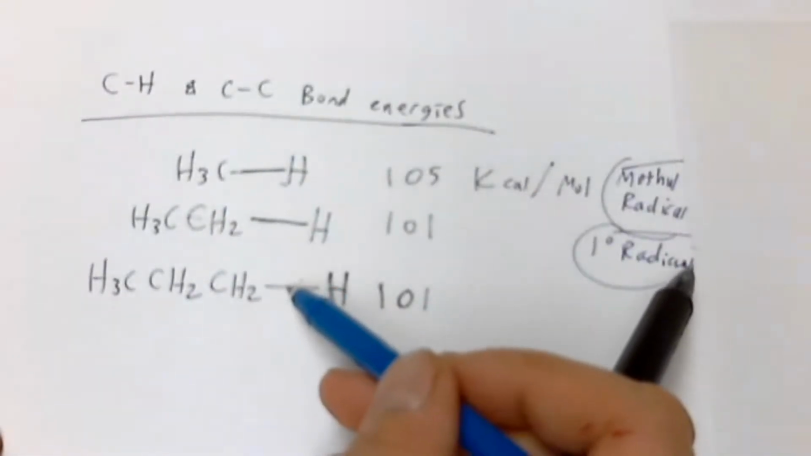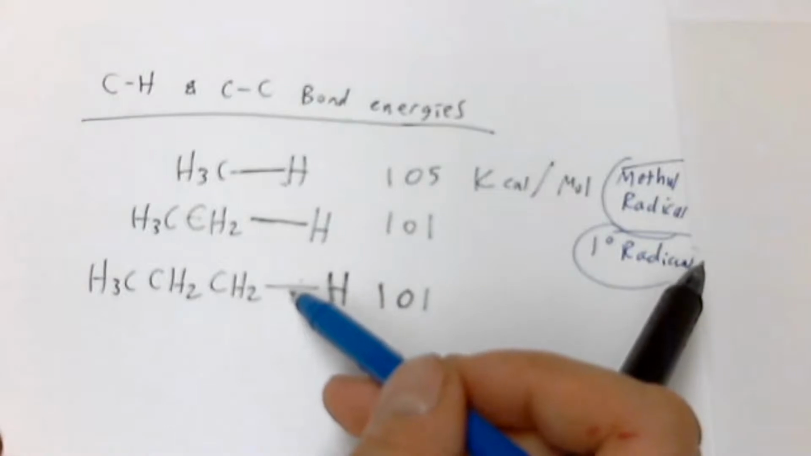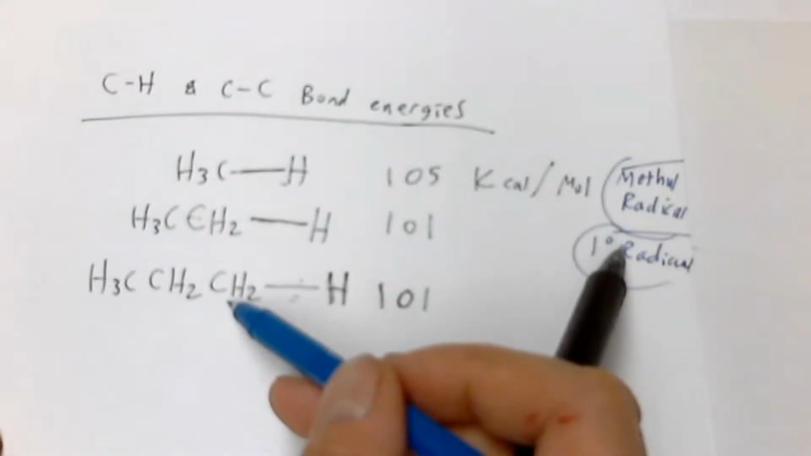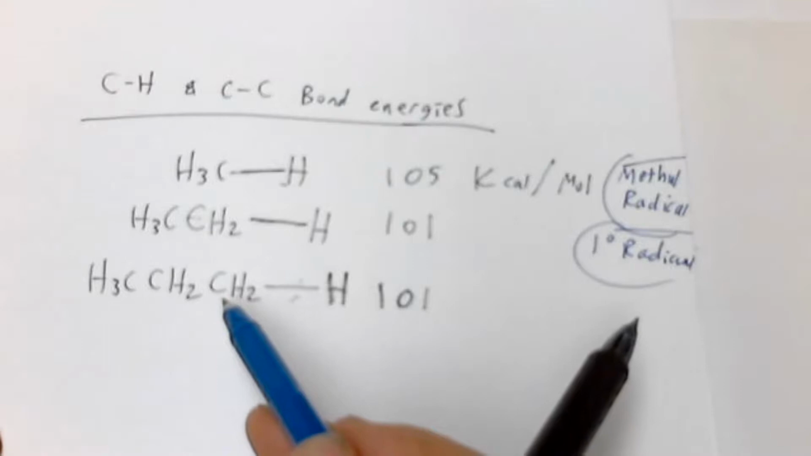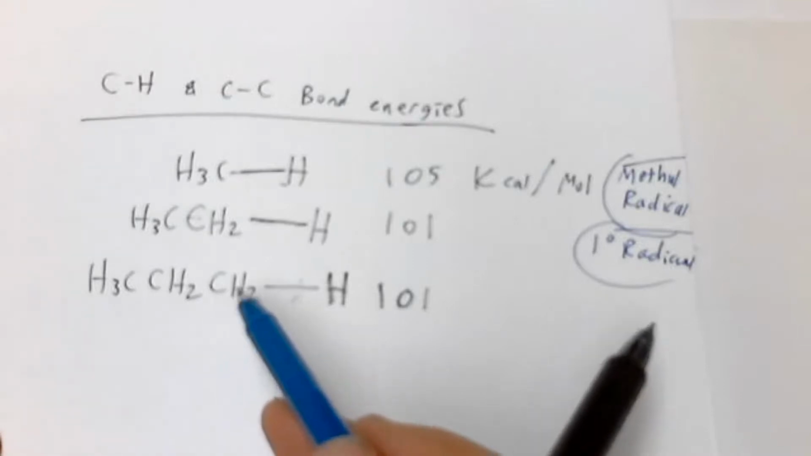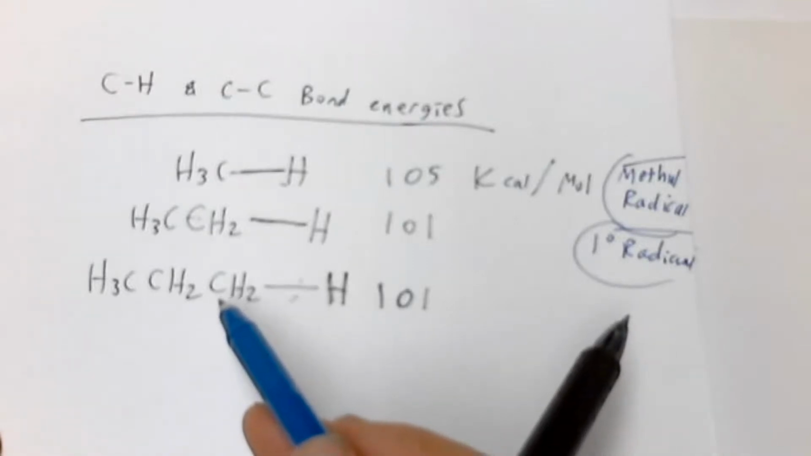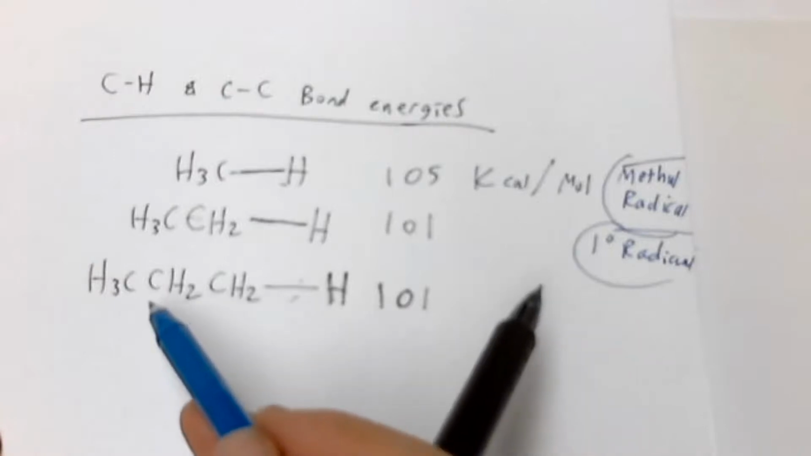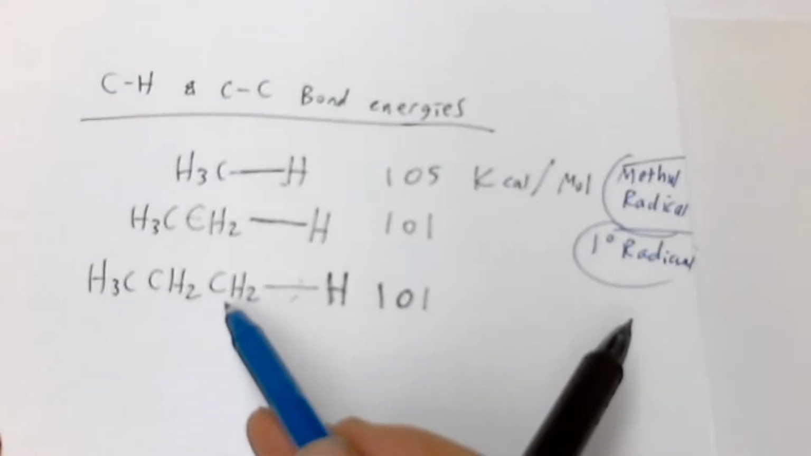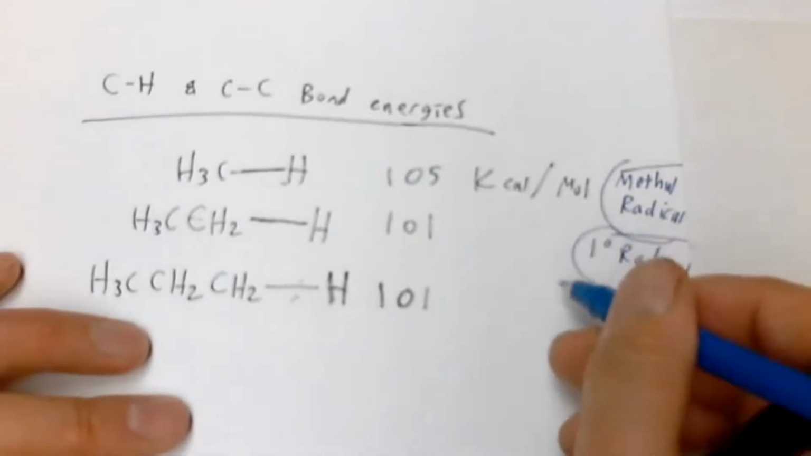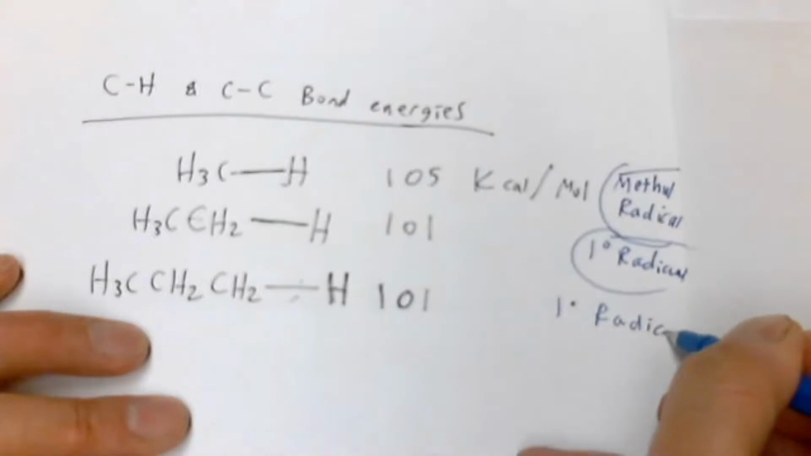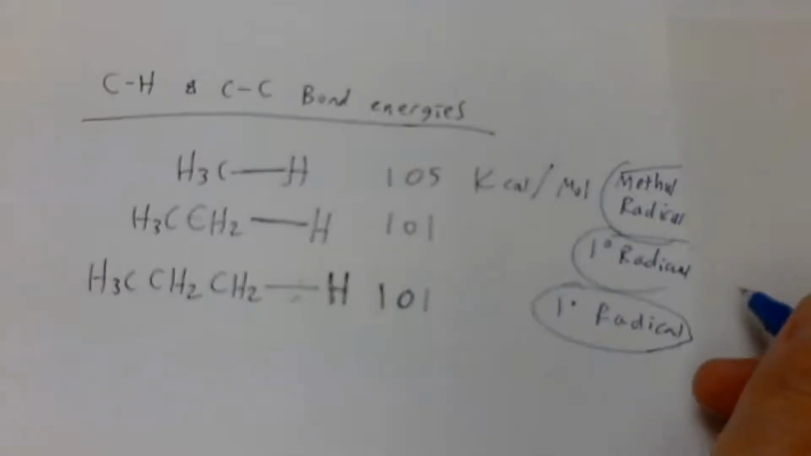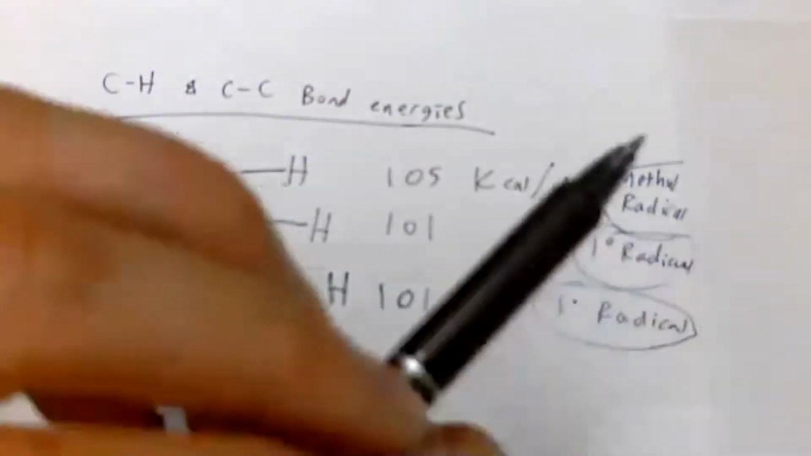What about this one? If that bond gets broken, you're left with a radical there. Is this a primary, secondary, or tertiary radical? Still primary, because if I cleave this bond, we have a CH2 dot, and there's only one other carbon on it. So this is still a primary radical, just like the other one. We'll get to secondary. We're almost there.